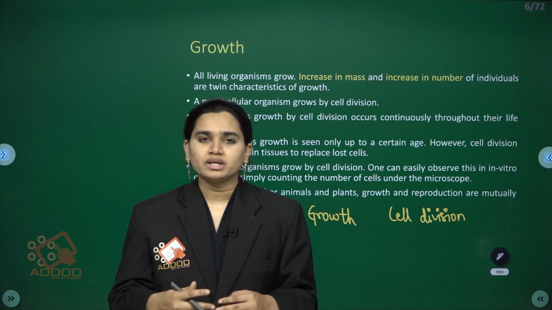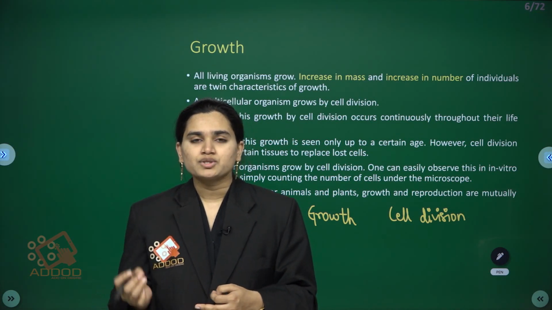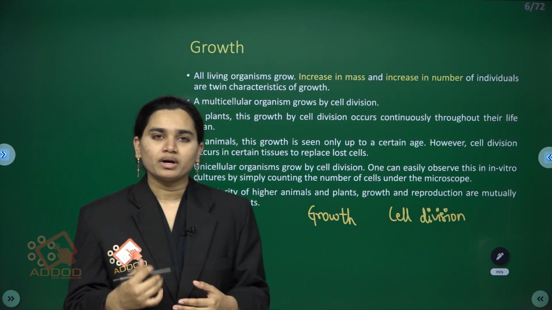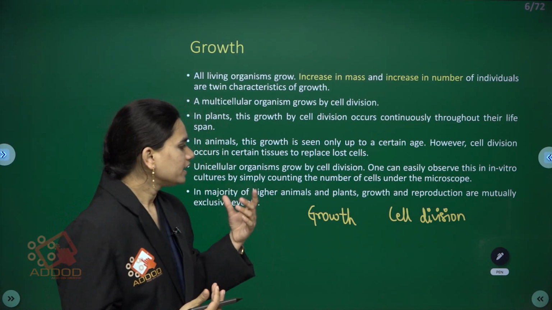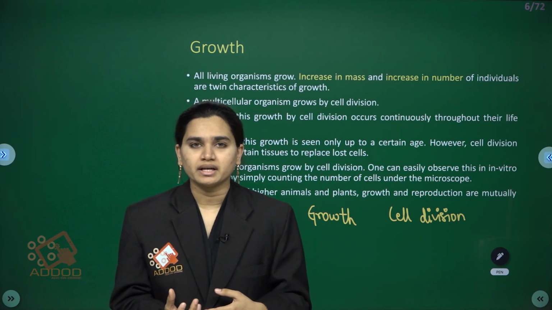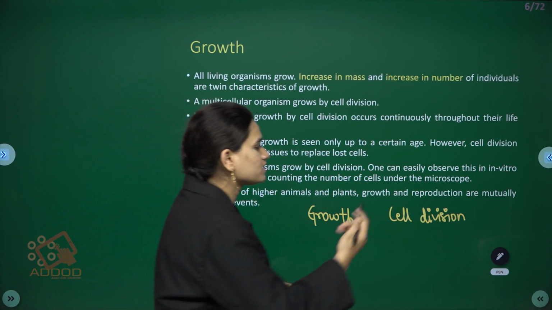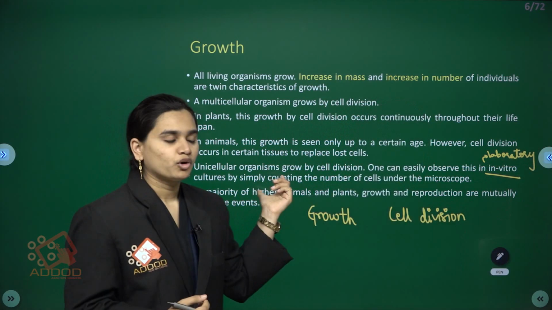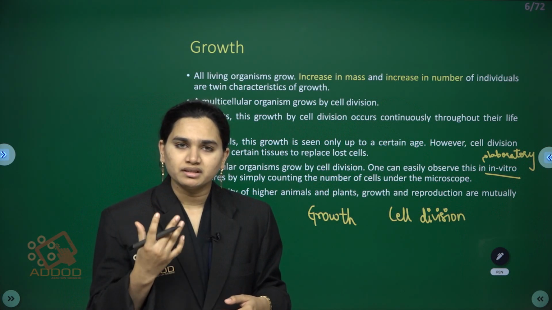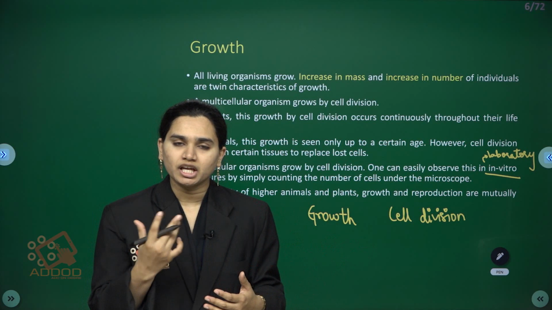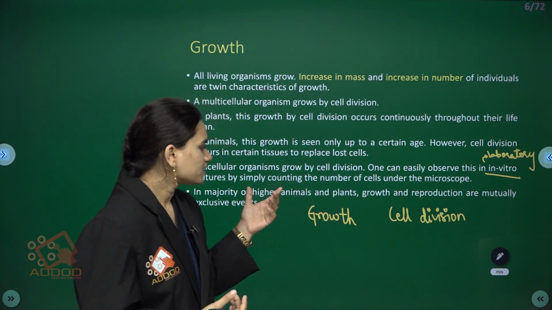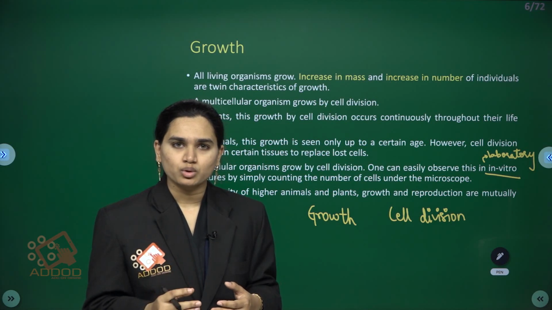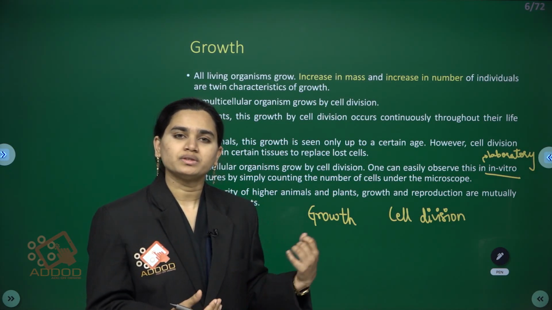Even if you are hurt somewhere, you can observe that the wound will heal within a few days. So that means in that process, cell division has taken place, but not growth. Unicellular organisms also divide by cell division, and the division in unicellular organisms can be observed in vitro. In vitro is nothing but in the laboratory. Since they are single-celled, they cannot be seen by the naked eye, so the growth in these organisms has to be seen in vitro. For counting the growth, we can count the number of cells under the microscope. As the number of cells increases, that means growth is taking place.